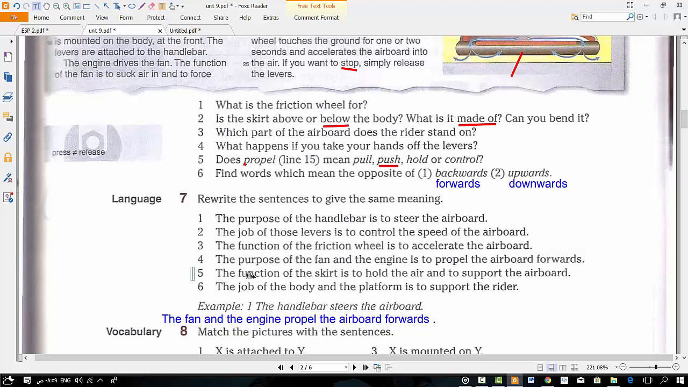Number 5. The function of the skirt is to hold the air and to support the airboat. The skirt holds the air and supports the airboat.